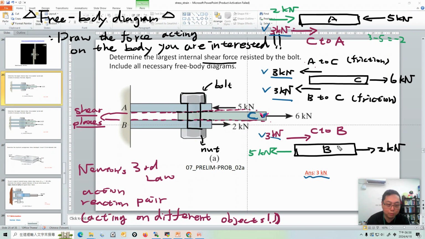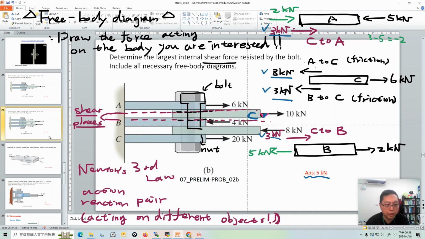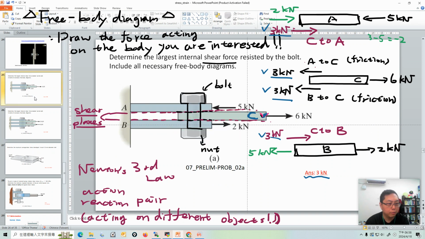My original plan was to show you 2 examples in this video, but I think the video is kind of too long. I will explain another free body diagram on the bolt in the next video. The next example is double shear. Oh, no, this is already double shear. Next is, I think, 1, 2, 3, 4, quadruple shear.